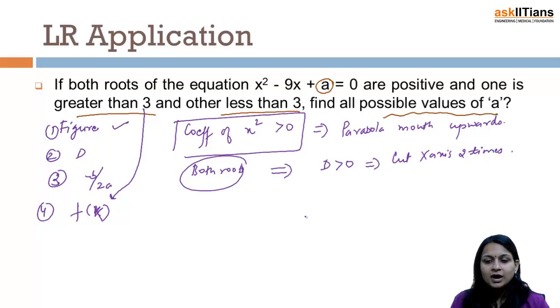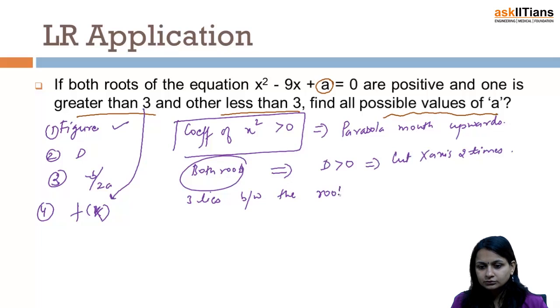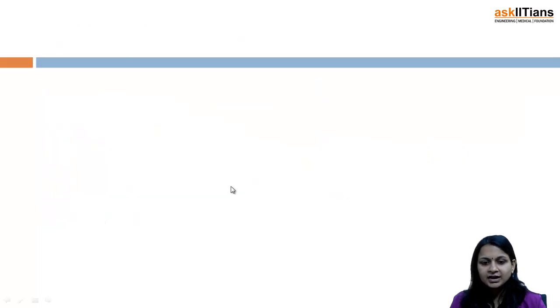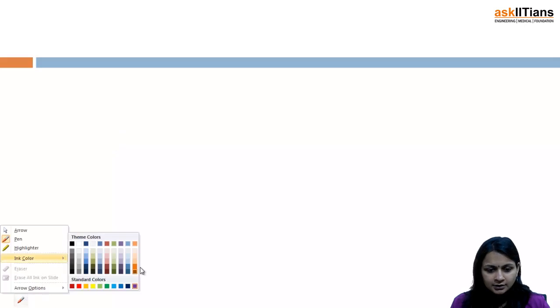One root is greater than 3 and the other less than 3. That means 3 lies between the roots. So now I can draw my figure. How can I draw my figure? My figure will look like this. I will have 3 like this. Suppose one root is this, another root is this. So it will look like this.